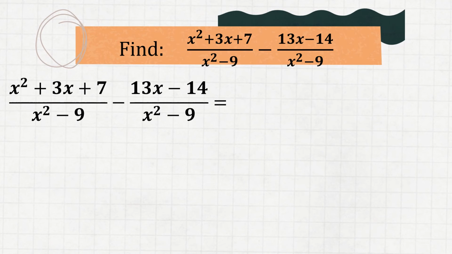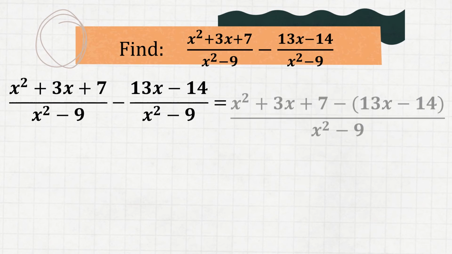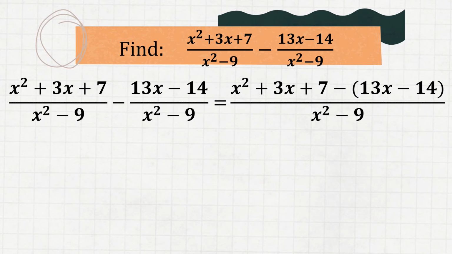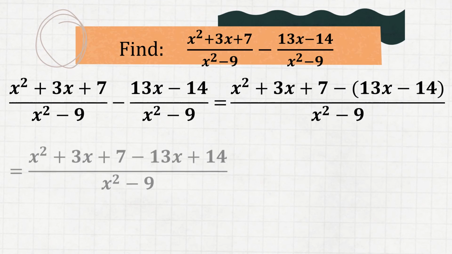Next example, x squared plus 3x plus 7 over x squared minus 9 minus 13x minus 14 over x squared minus 9. So, magiging ganito na siya, x squared plus 3x plus 7. Then, we will add the additive inverse of the second expression which is 13x minus 14. Then, i-keep lang natin yung denominator since magkaparehas lang naman.